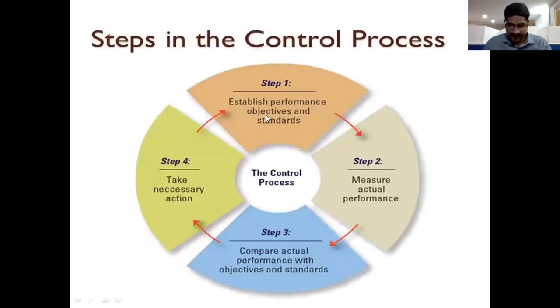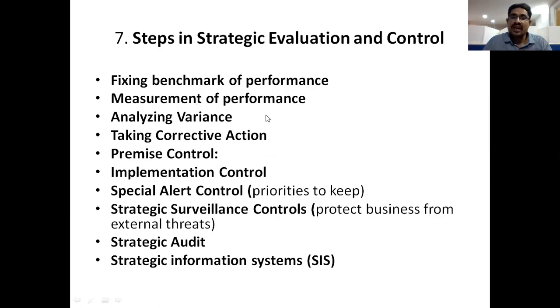And next, we have the strategic evaluation and control. So here, the fixation of the benchmarks of performance. Next, measuring of performance, analyze the variance, take the corrective actions, premises control, implementation control, and special alert control. Next, strategic surveillance control, strategic audit, strategic information system. These are the few steps, 10 steps, to control our strategies.